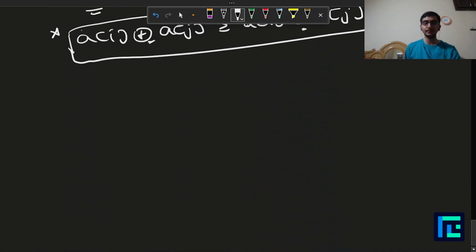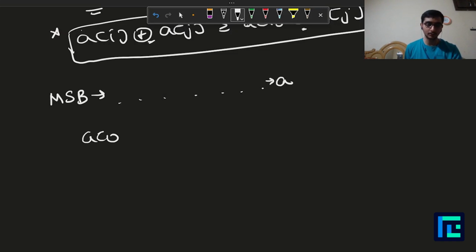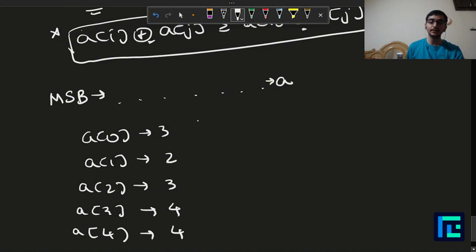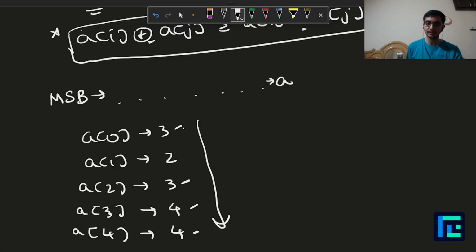So finally, we can state our algorithm as follows. Let's calculate the maximal set bit for every element in my array A, right? Let's say for A of 0, it is 3, A of 1, it is 2, A of 2, it is 3, A of 3, it is 4, and A of 4, it is also 4. So now I want to calculate the number of pairs, right? So what can I say is A of 0 has 3, A of 2 has 3, so this is one pair. A of 3 has 4, A of 4 is 4, so this is one pair.